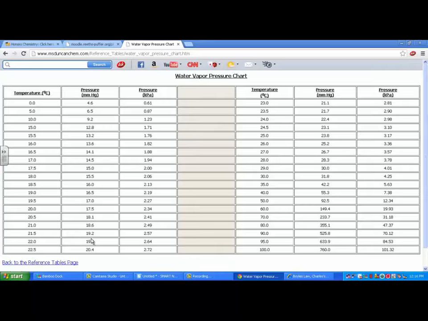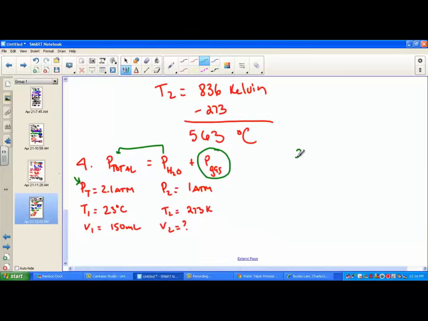Our temperature was 23 Celsius, which puts me up here. Here we have 21.1 mmHgs or 2.81 kPa. What we have to do is convert either one of these into an atmosphere so we can subtract like numbers. So I'll just pick this one, 21.1 mmHg. I want to quickly convert that into an atmosphere so that I can subtract out like units. And yes, I hear some of you saying, couldn't I just convert this into an mmHg? Well, absolutely. It doesn't matter. We just have to subtract like units.